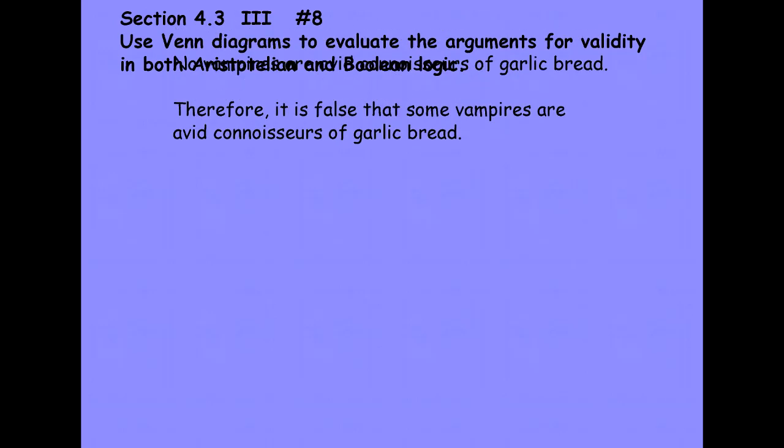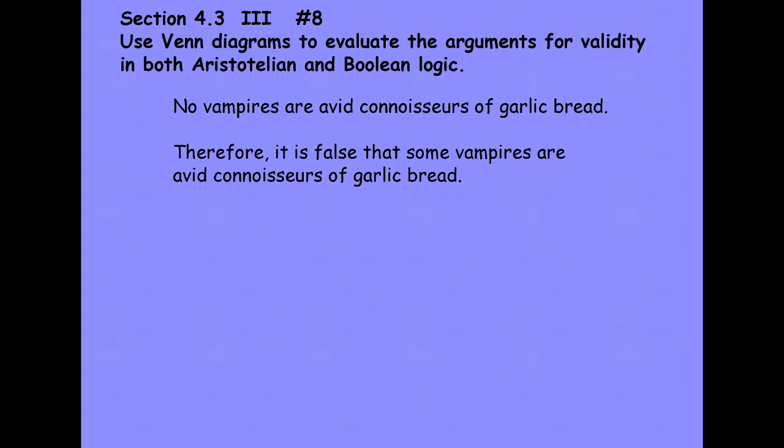So let's take a look at that argument. We start off with a direct inference here. Our premise is: no vampires are avid connoisseurs of garlic. Our conclusion is: therefore, it's false that some vampires are avid connoisseurs of garlic.